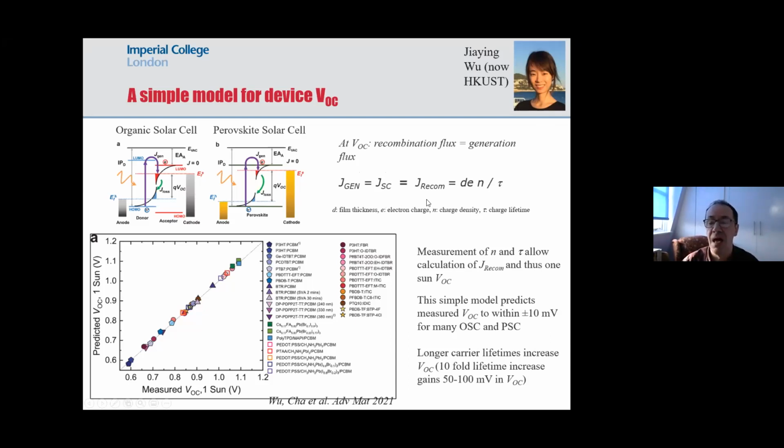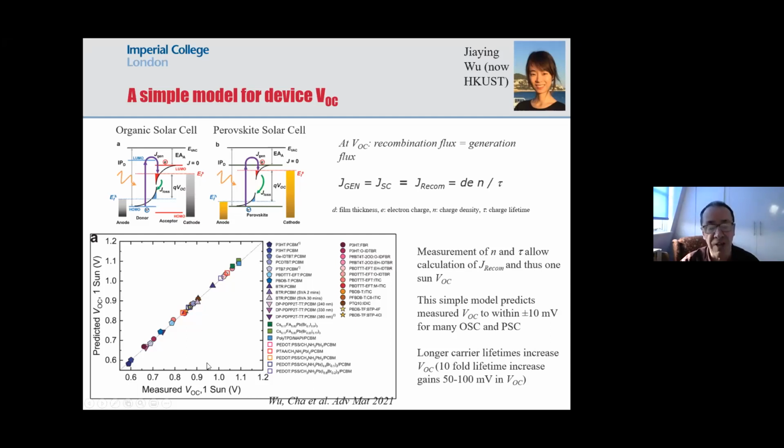And the recombination flux, we can simply define by a carrier density and a lifetime of those carriers. And so if we can measure the carrier density and we can measure the lifetime, we can calculate a recombination flux, and VOC will be when that recombination flux matches the generation flux. This allows us, from kinetic measurements, using this very simple model, to calculate VOC simply from measurements of carrier lifetimes and charge densities. And when we calculate that VOC, we get an agreement with a measured open circuit voltage, which is typically within less than 10 millivolts for a very wide range of both organic and perovskite solar cells. That shows that this simple model works rather well.